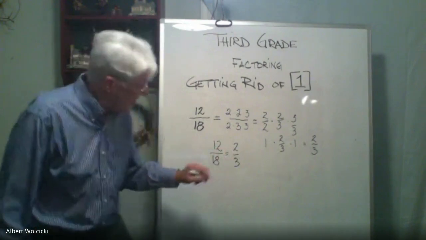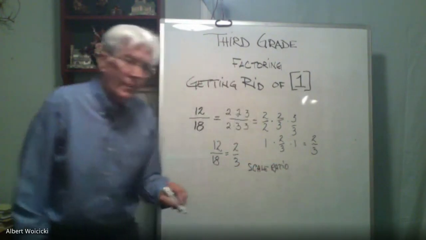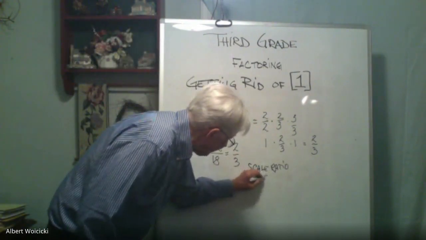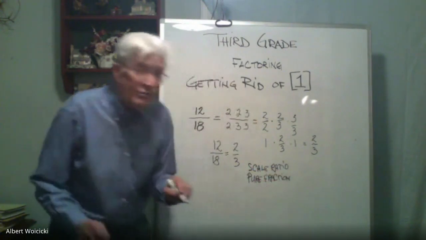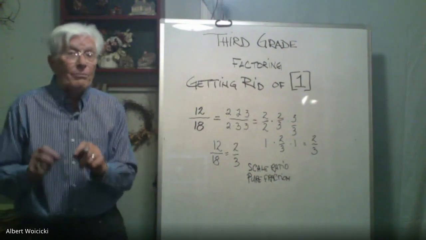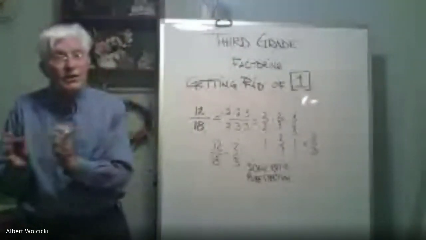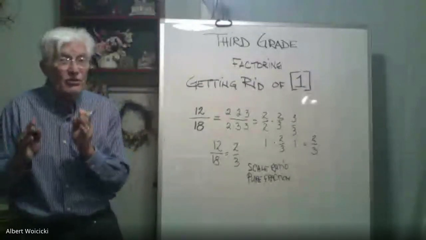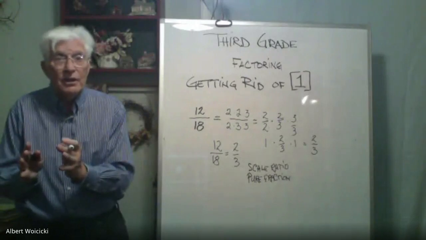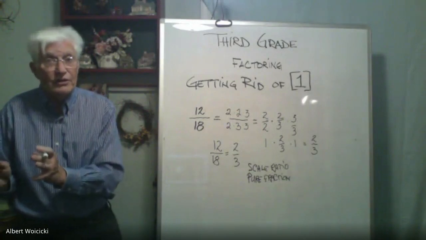Now, this here is called a scale ratio, also called a pure fraction. And it doesn't matter if the number on top is bigger than the number on the bottom, it's still called a pure fraction. It's completely reduced. And that's really, really important. Once a fraction is completely reduced, it becomes a scale ratio or a pure fraction.